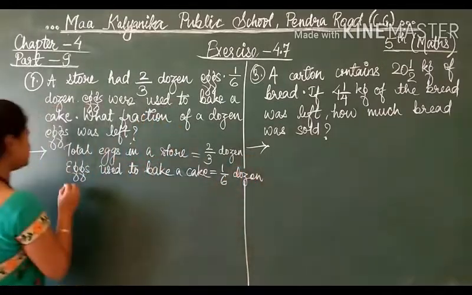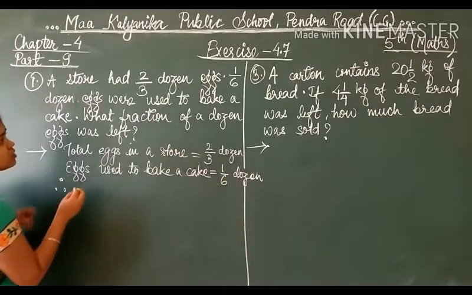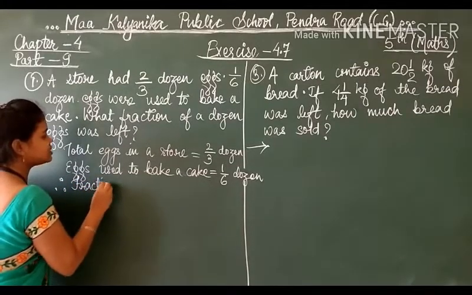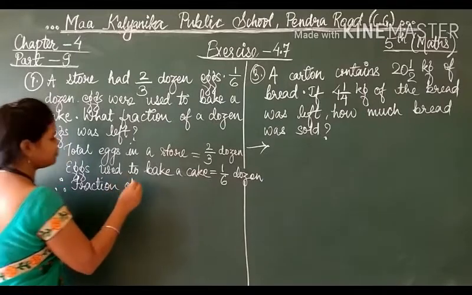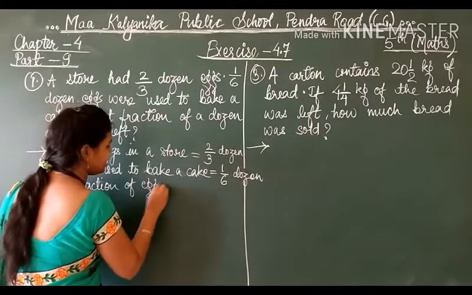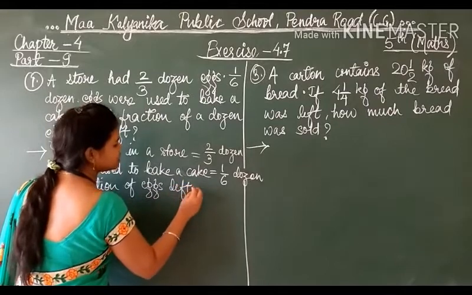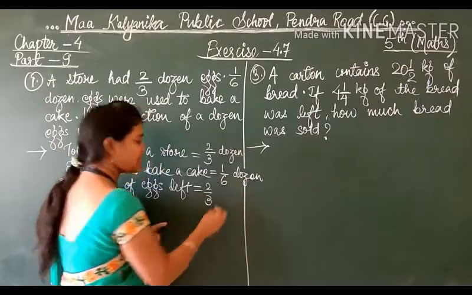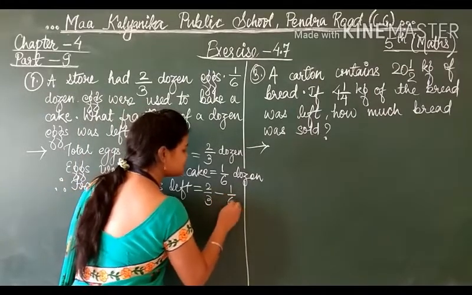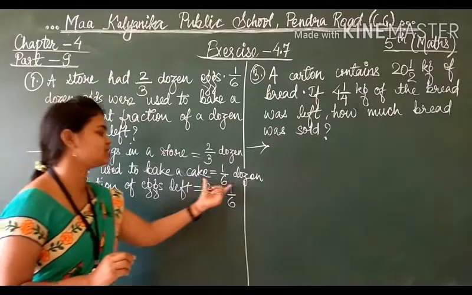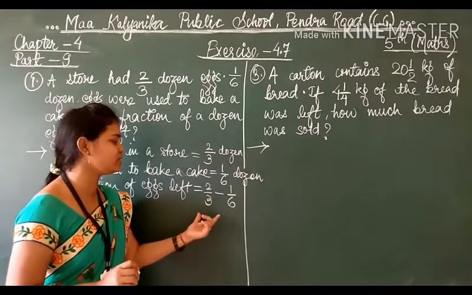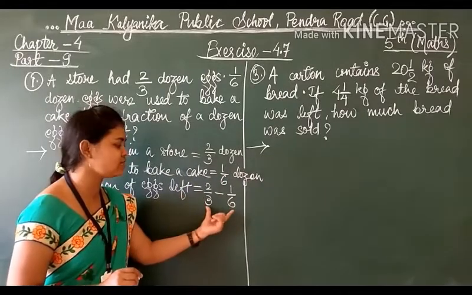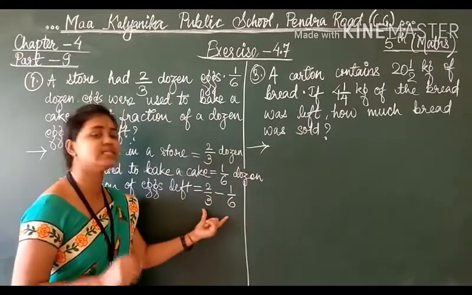Okay, so now we will write, therefore, the fraction of eggs left. What is the fraction of eggs left? It is 2 by 3 which is the total, minus 1 by 6 which is used. Now students, for subtraction, how to subtract? I told you in the previous video. First we have to see whether it is like fraction or unlike fraction. As the denominators are different, this is an unlike fraction.